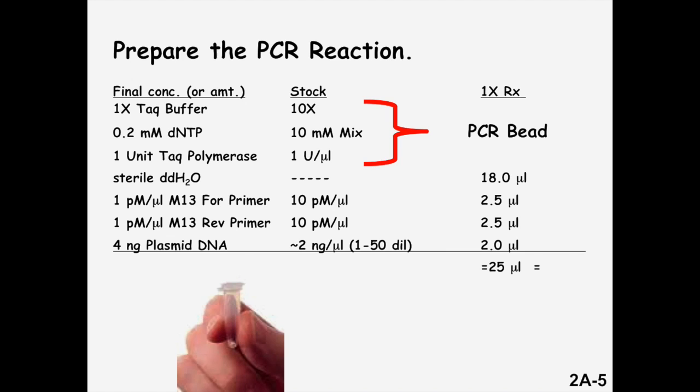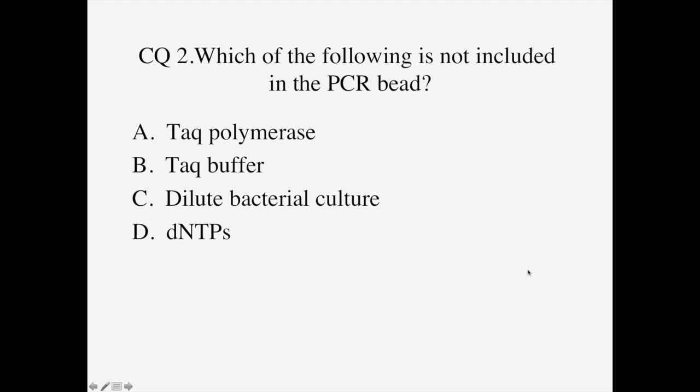So we're going to be making a reaction mix. And the nice thing is that the PCR bead itself has Taq buffer, the nucleotides, and the Taq polymerase in a freeze-dried bead. Very convenient, very easy for us to use, but a little expensive. And then you're going to add the primers and your DNA to make a total volume of 25 microliters.